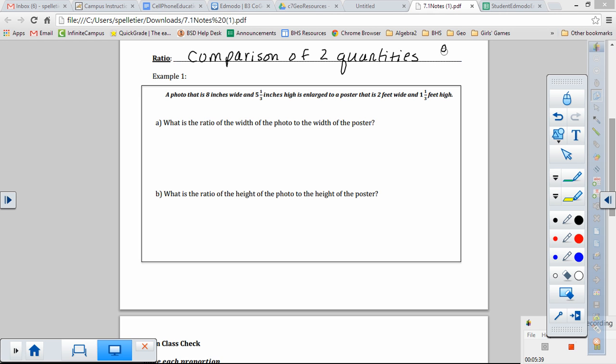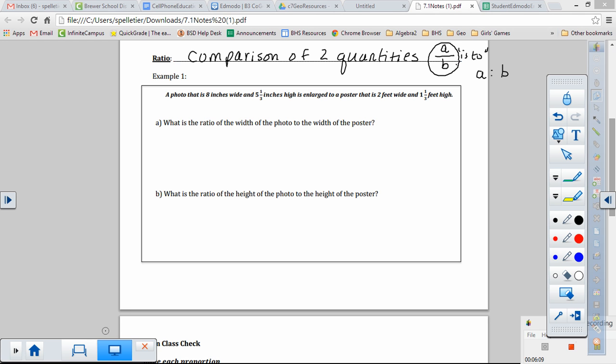Sometimes it's written like this, A is to B, and we read the fraction bar as "is to." Or sometimes it's written this way, A is to B with a colon, though it's preferably written as a fraction because we're dealing with math, and most of the math we deal with is a fraction. So what do we use ratios for? We use them to enlarge or reduce things. A ratio is very similar to a scale factor.